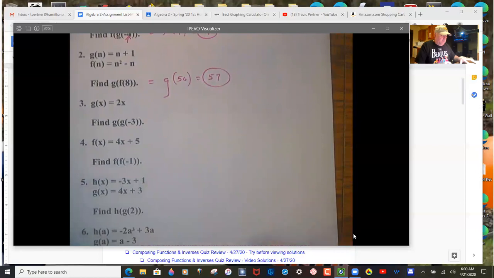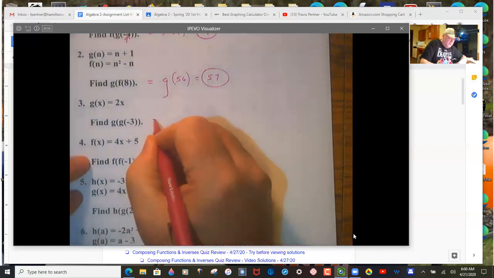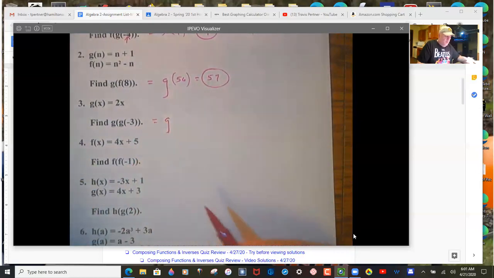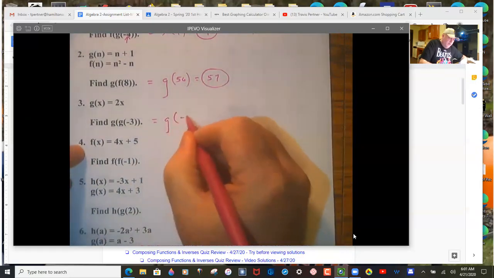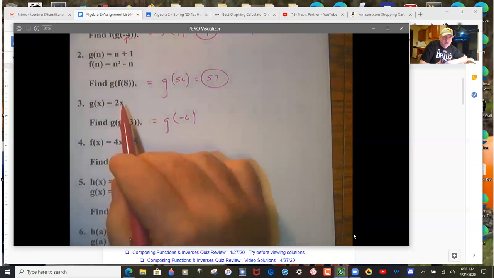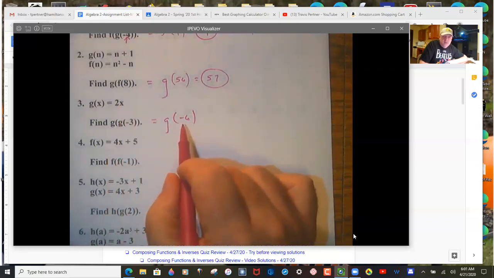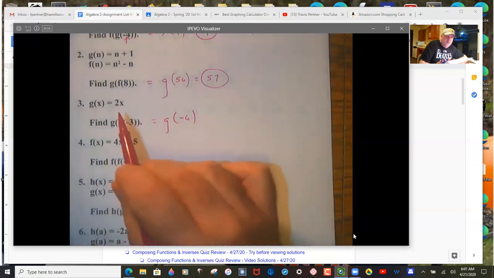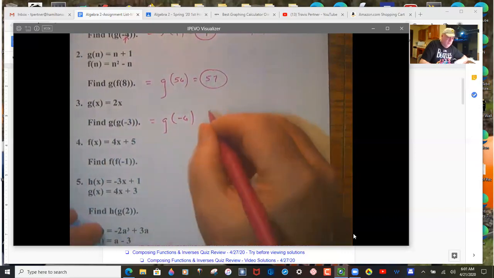g of g of -3. So now you have a substitution twice in the same function, which is okay. So -3 goes in, you get -6. That becomes the new value inside the parentheses. Then -6 goes back into the g function, giving -12.